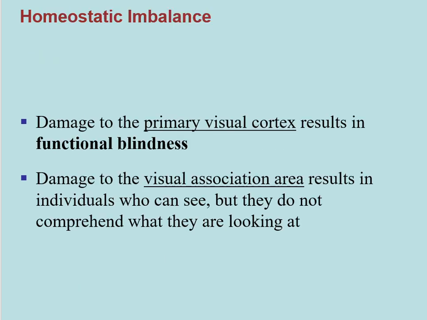There's actually some homeostatic imbalances related to vision. For example, if you damage your primary visual cortex, that causes functional blindness, because maybe nothing's wrong with your eyes, and information can still go to your brain. But if the primary visual cortex is damaged, your brain cannot become aware of that visual stimuli. Or what if you damage the visual association area? That results in individuals who can see, so visual information can get to the brain, but they can't process it. They can't comprehend what they're looking at.